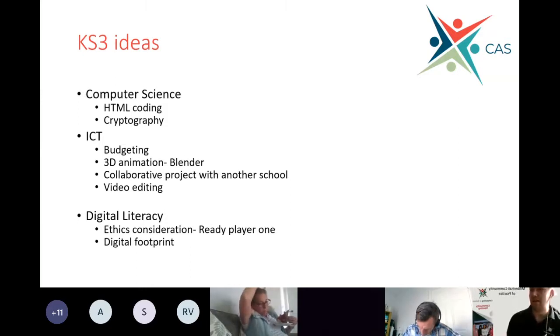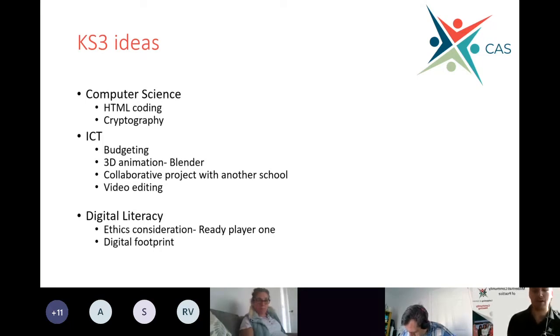There's ethics, I think would be quite a good thing to do. I think looking at the ethical uses of computing, and looking at scenarios and getting written work done about that and research. And there is a scheme of learning one of our other trust schools has put together or found, based on the Ready Player One book and film, and looking at how you can use computers more ethically and what's right and what's wrong.